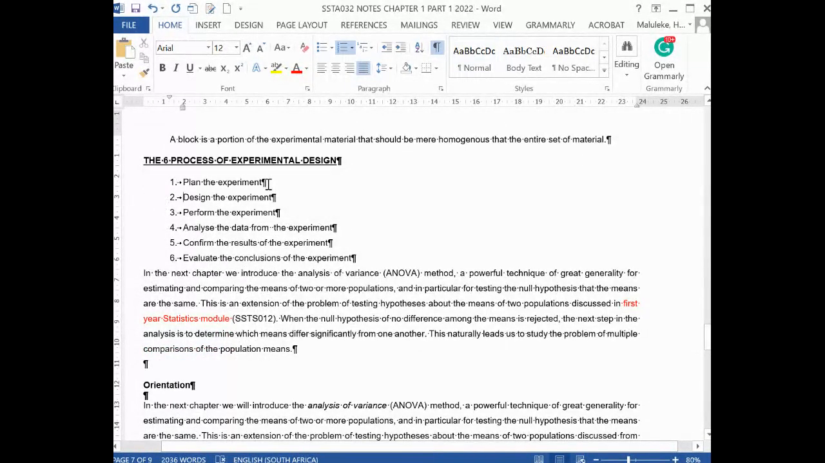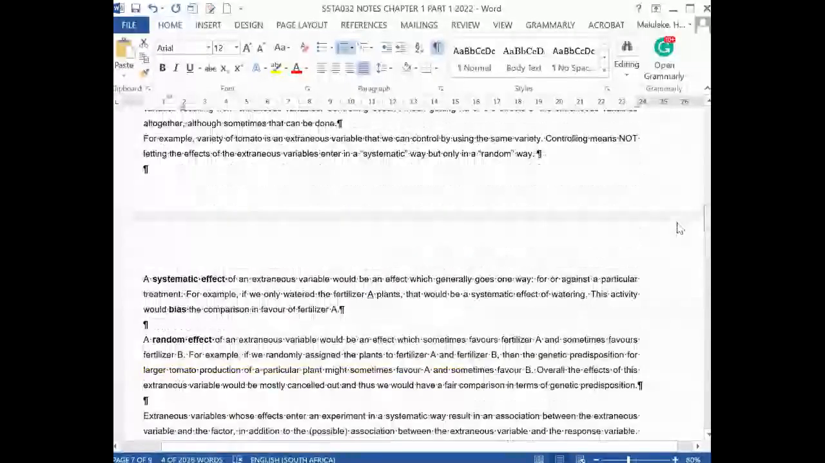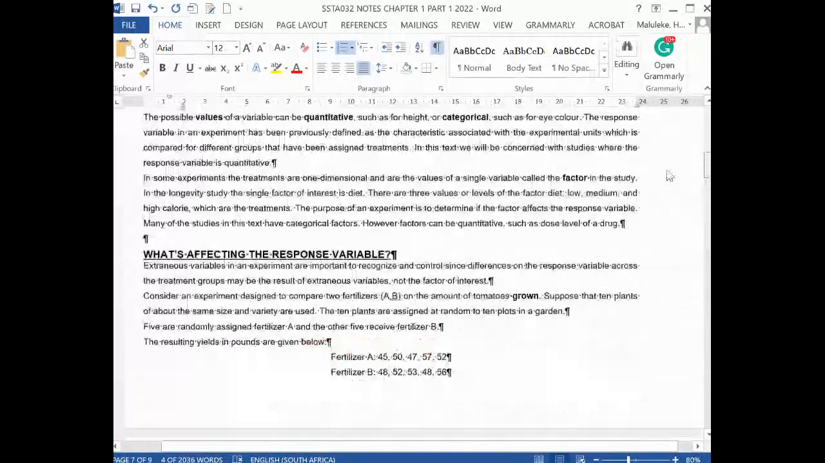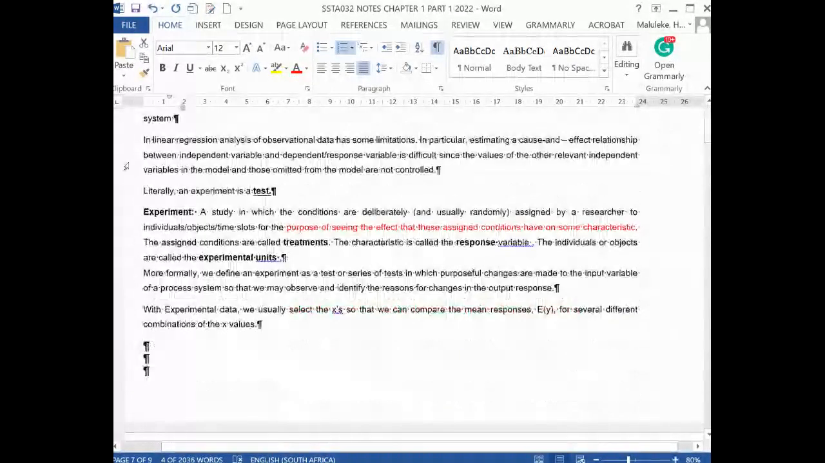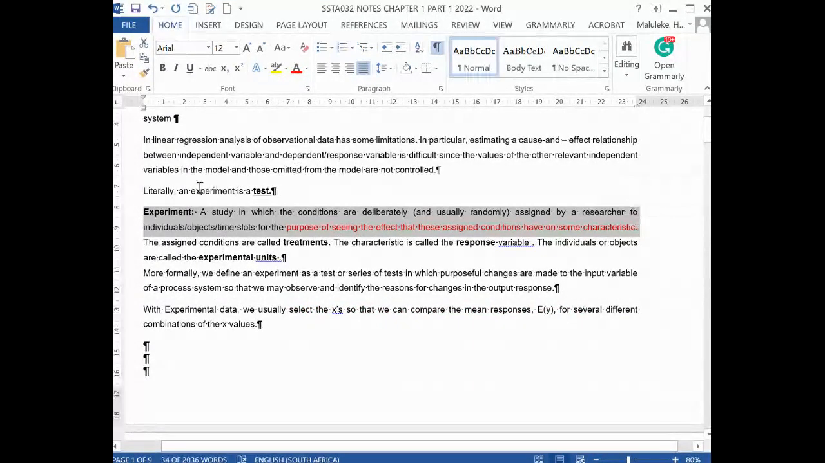We said the first one, you plan. You plan, not forgetting the definition of experimental design, let me remind you also of this one. Let's check the definition of an experiment. We said a study in which the conditions are deliberately assigned by a researcher to individuals, objects, time slots for the purpose of seeing the effect, you see?